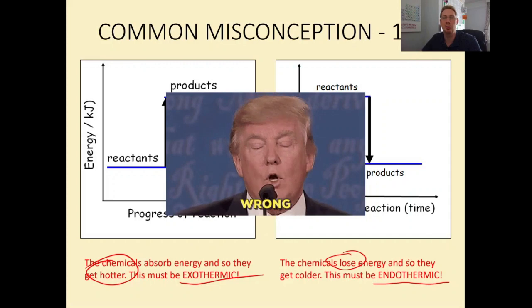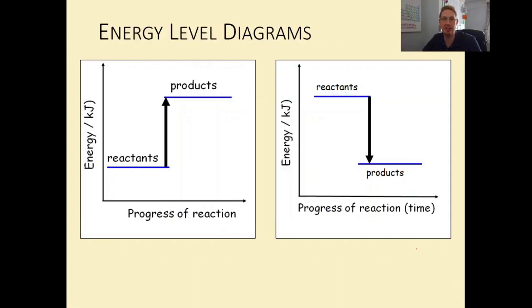So what is the right way to think about these? Okay, so looking at this energy level diagram here, first things first, let's get rid of the term energy and replace it with the term enthalpy, given the symbol H. Well, what does that mean? Well, that is the chemical bond energy.